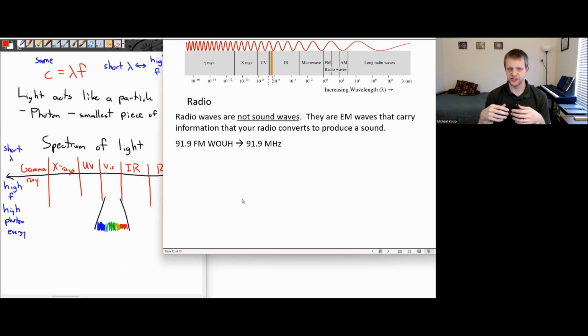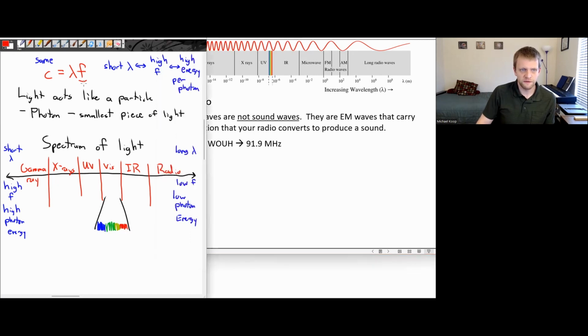So for example, let's say I just pick a random radio station, 91.9 FM. Well, in the FM part of the radio spectrum, that tells you that the frequency of this radio wave is 91.9 megahertz, 91.9 million hertz. So that radio signal that's coming in is oscillating 91.9 million times every second. So in this case, we actually know the frequency of that radio wave, which is, again, a form of light.